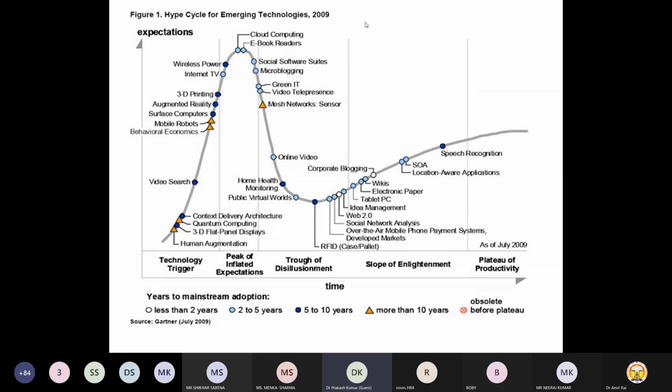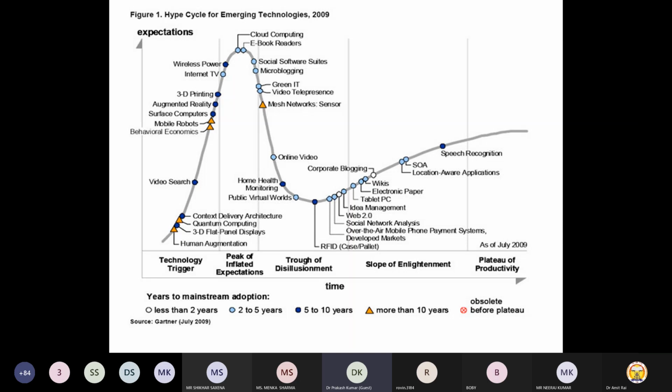I am showing you the past data just to tell you that this gives you a good feasibility study of the trends which are going to be in the near future. So see, light blue indicates that in two to five years, cloud computing will be in mainstream adoption. And if you look at 2009 and add 5 years, 2014, of course, by 2011, 12 and so on, cloud computing was adopted.